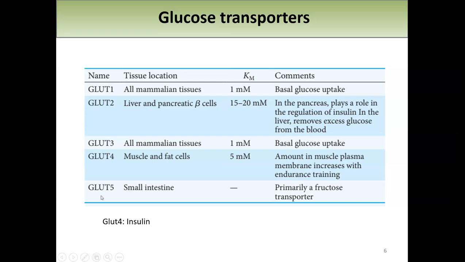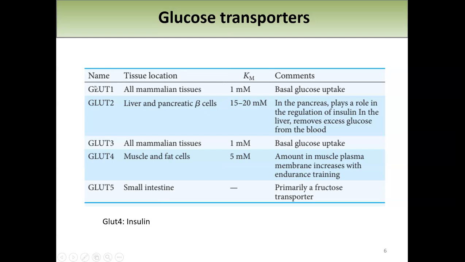We talked about the GLUT as the glucose transporter, and you see here that we have different GLUTs numbered GLUT1, GLUT2, GLUT3, GLUT4, and GLUT5. In this table you see the tissue location of each GLUT, with some comments. GLUT1 and GLUT3 are present on all cells of our body, GLUT2 is present in the liver and pancreatic beta cells, GLUT4 is present in muscle and fat cells, and GLUT5 is present in the small intestine.